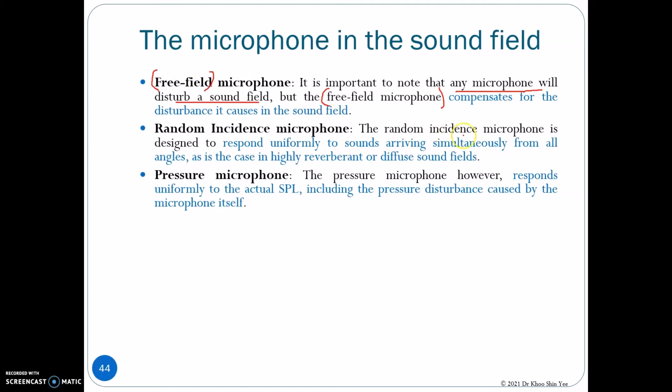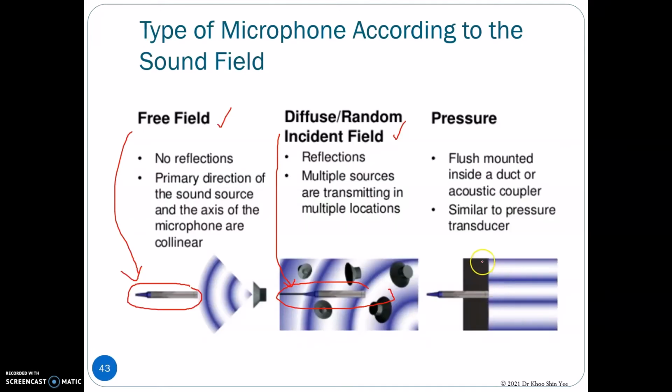The random incidence microphone is designed to respond uniformly to sounds arriving simultaneously from all angles. Therefore, it is suitable to measure sound in a highly reverberant or diffuse sound field. Besides that, we also have the pressure microphone, which responds uniformly to the actual sound pressure level, including the pressure disturbance caused by the microphone itself. It is suitable to mount inside a confined zone, such as a duct or an acoustic cupboard.